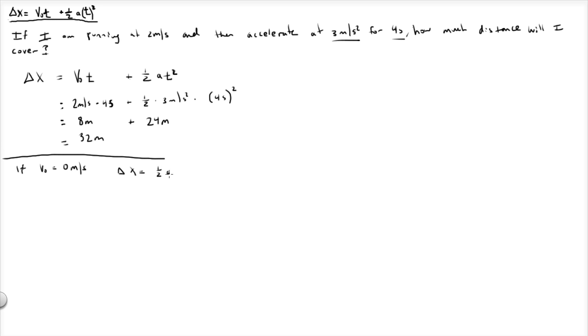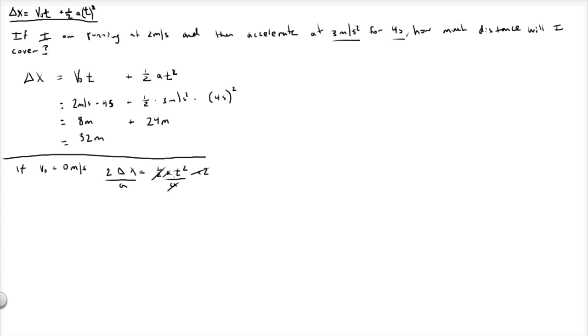equals 1/2 at squared. Now I can rearrange this equation and solve for t. So let's multiply both sides by 2 first. Right, so this 2 and this 1/2 will become a 1. Then I can divide both sides by a. And then this a will take out this a.